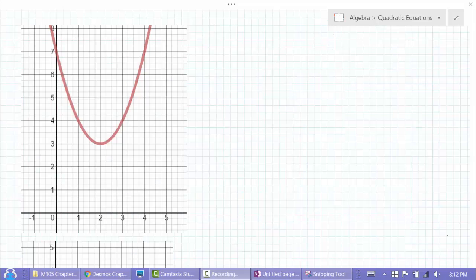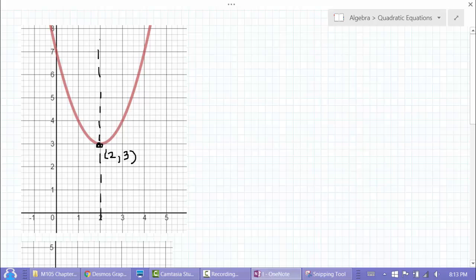Let's look at a few examples to practice the vocab words vertex and axis of symmetry. Here, the vertex is (2, 3). The axis of symmetry has equation x equals 2.